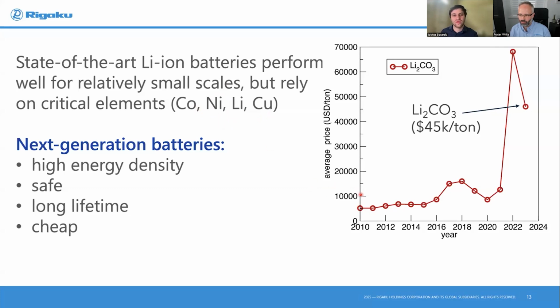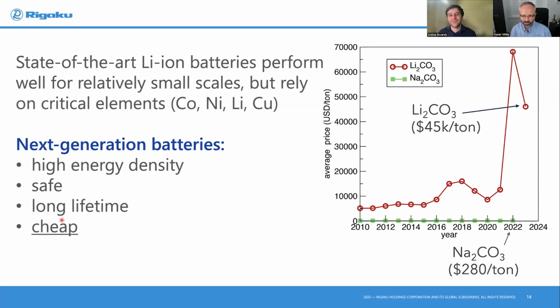Lithium, just to start with, had a peak spike in price around 2022, partly because of all of this battery demand that's growing. Lithium carbonate is only made in a few sites around the world, and the trade is quite complicated. We call this a critical element. And so for a next generation of batteries, we are looking for batteries that are high energy density, safe, long lifetime, and also cheap. And of those four, you can guess which one I think is the most important.